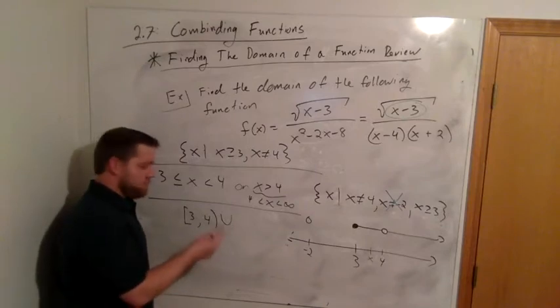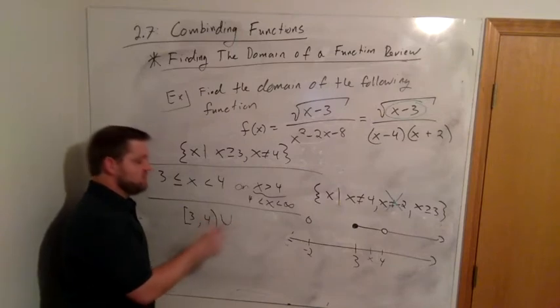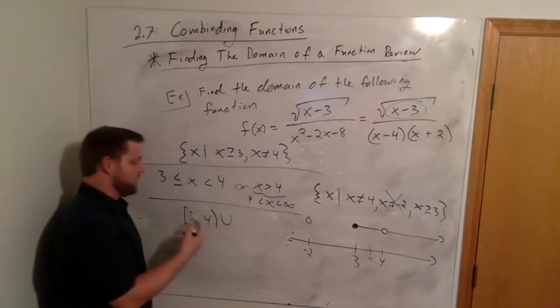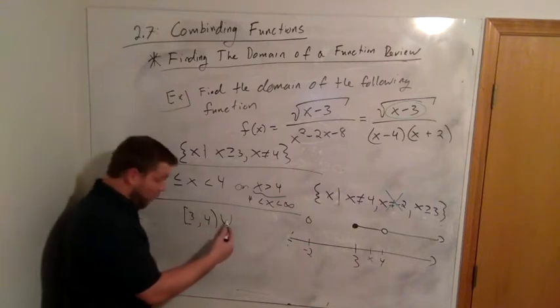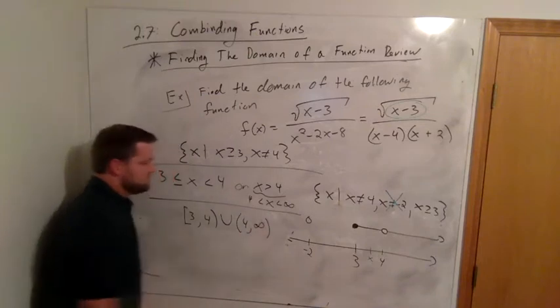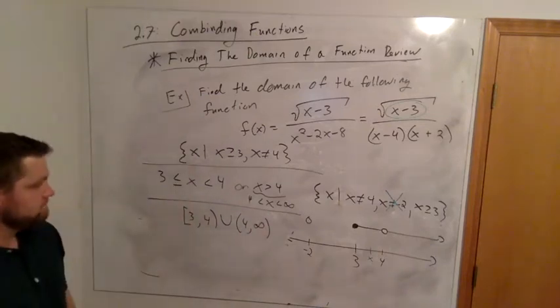But for our purposes, I'll talk more about this in the next video, you can just read this as the mathematical symbol for the word or. So x can be between 3 and 4, including 3, not including 4. Or x could be between 4 and infinity. So either one of these notations here would work.